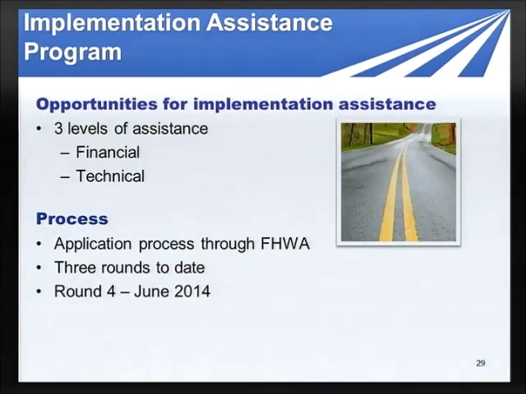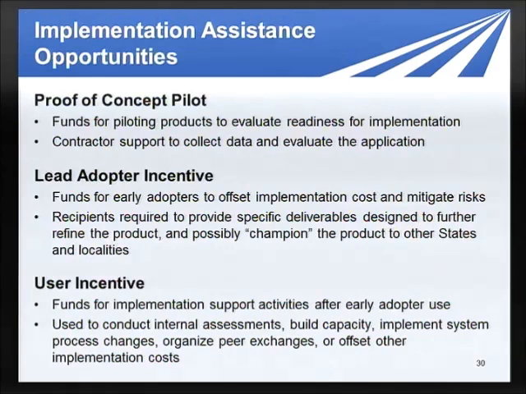So just to mention, so you're aware of the Implementation Assistance Program. There are 3 levels of assistance, and it touches on the financial area and the technical area. There's an application process when these products come out through the program. Basically, different agencies, MPOs, states, resource agencies can apply to get an award through the program. We've had 3 rounds to date, and round 4 is coming up, and the tools Steve was talking about are going to be part of round 4.